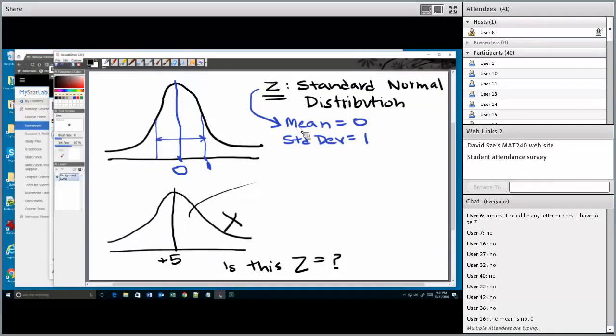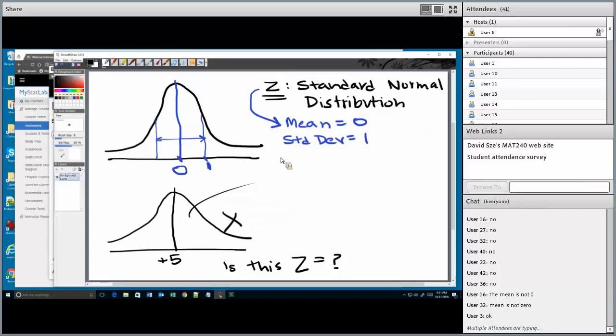Z is a special distribution that has a mean of 0, standard deviation of 1. Let me tell you why that is. You don't need to know this, but I will tell you anyway. Any other distribution like this can be converted to Z, because Z is like standardizing.